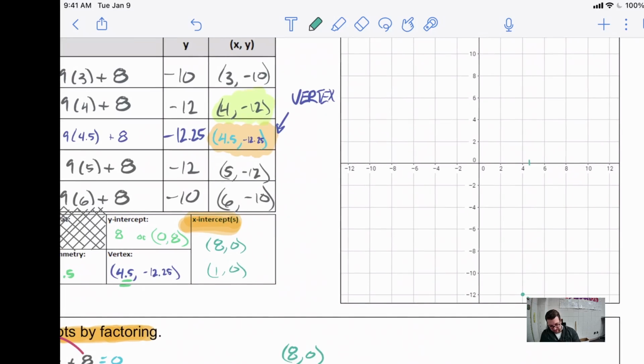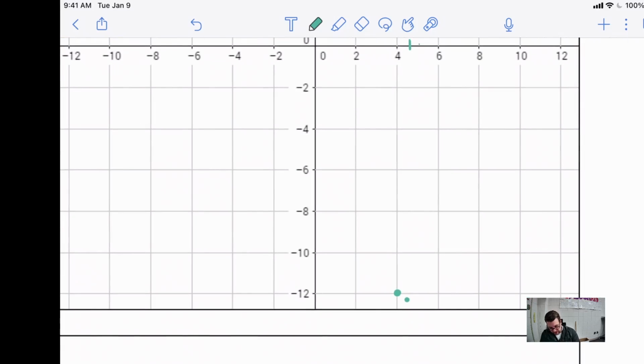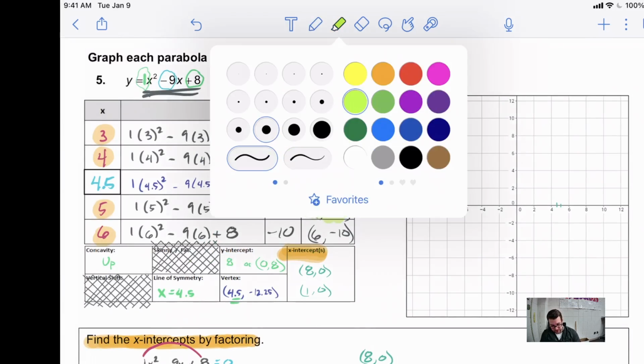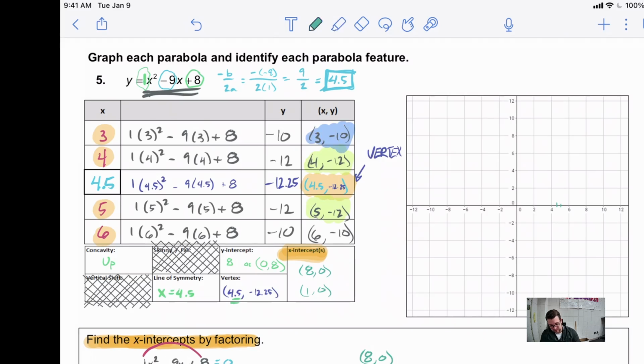At 5, we were at negative 12. Now you got to be careful with the scale. 5 would be in between 4 and 6, so that would put us kind of right in the middle there. So we've graphed these two. At a positive 3, we were at negative 10. Positive 3, negative 10. At 6, we are at negative 10. So we're getting all of those values.